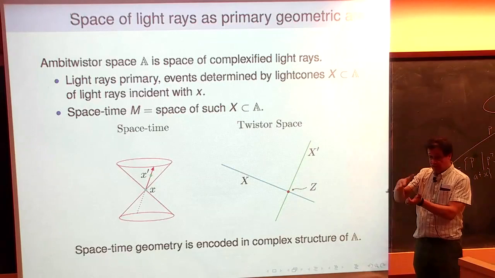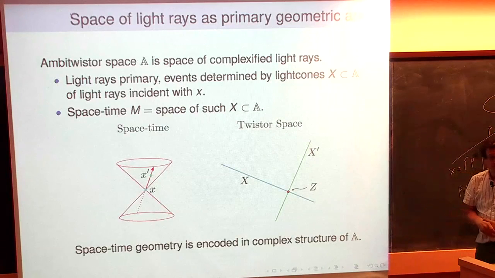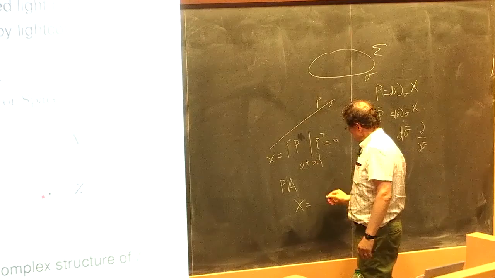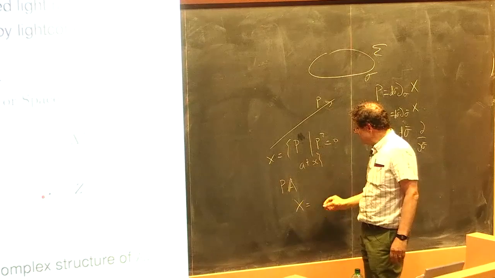What's the dimension of that submanifold? It's one-dimensional complex? So this capital X is actually... in d dimensions, p squared equals zero is d minus 1. If you're taking out the scale, then it's d minus 2. So it's a d minus 2 dimensional complex manifold.